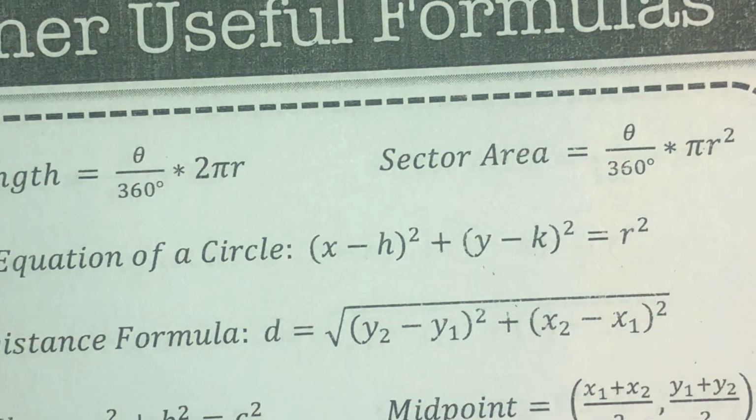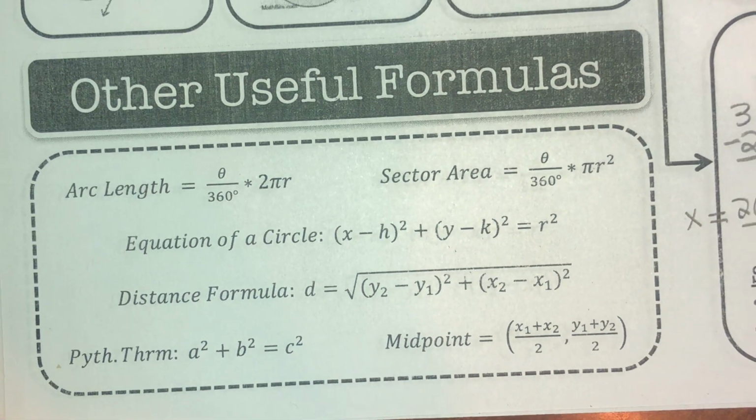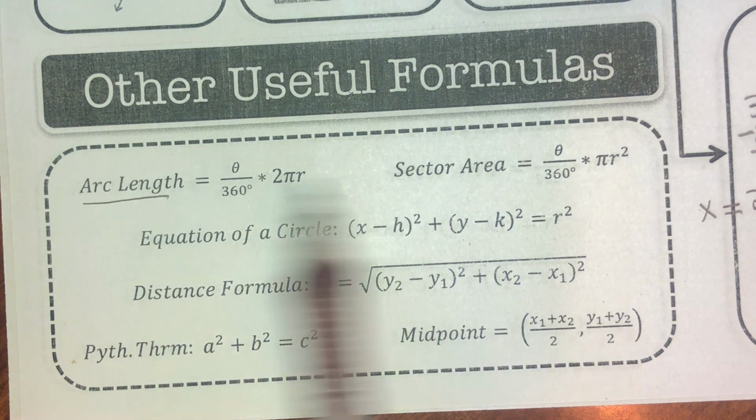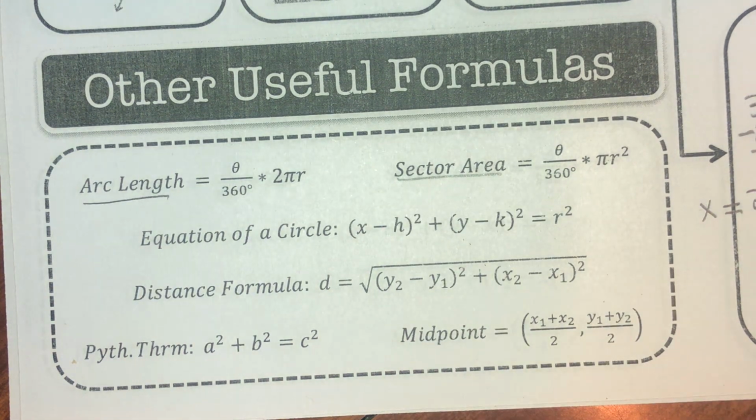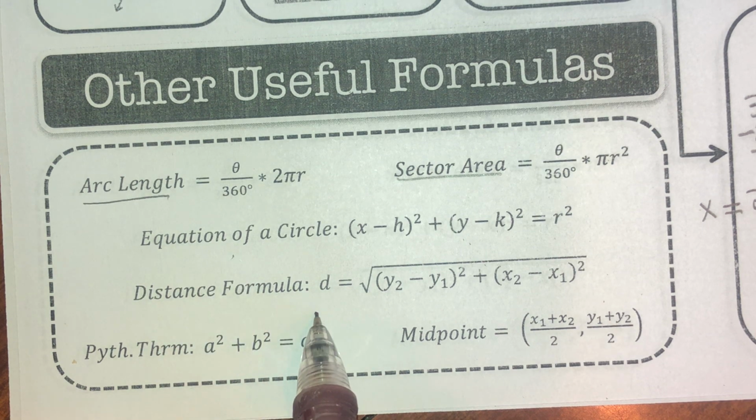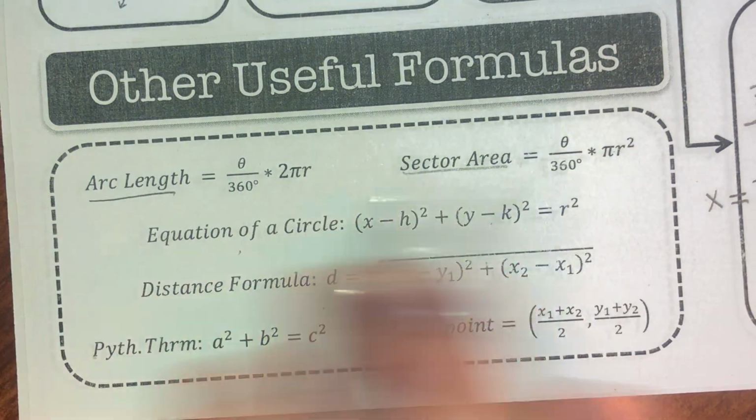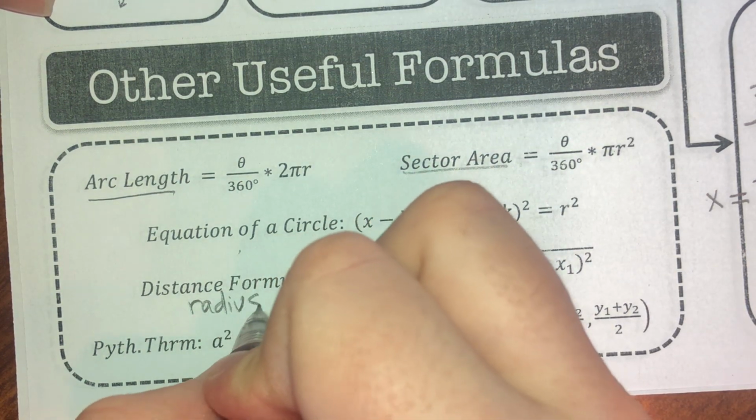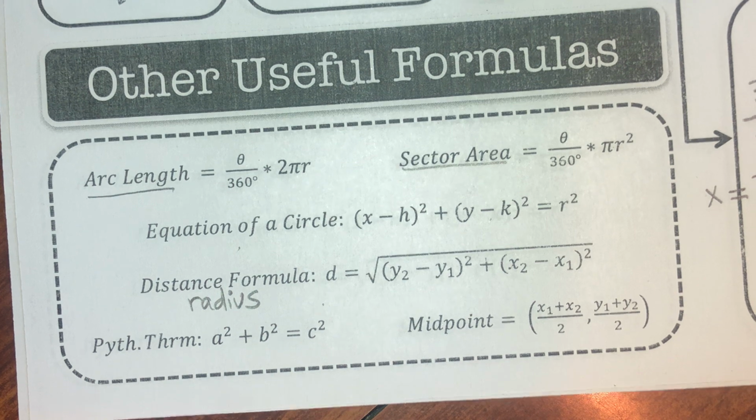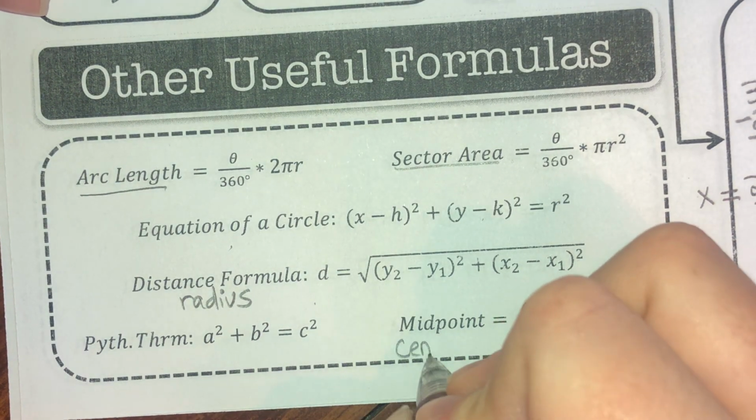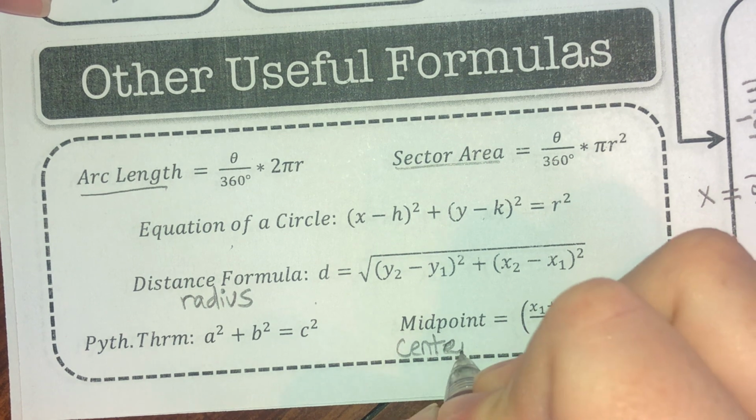You've also got some other formulas listed at the bottom of your page. We talked about arc length and sector area, just plugging into those formulas. You've got the equation of a circle as well as the distance formula. We often use that distance formula to find the length of a radius if we weren't told what the length of the radius was. And the midpoint formula we often used to find the center of a circle.